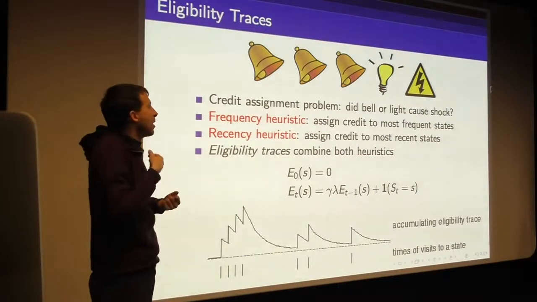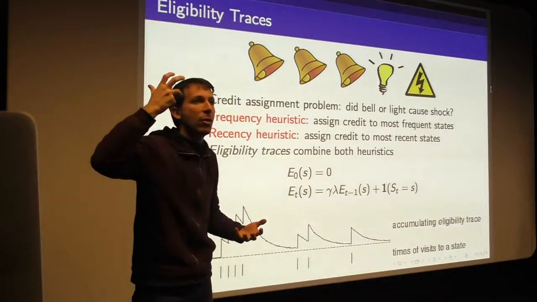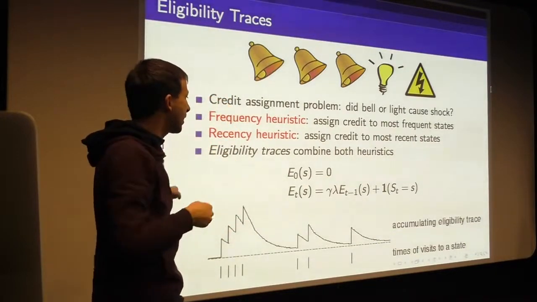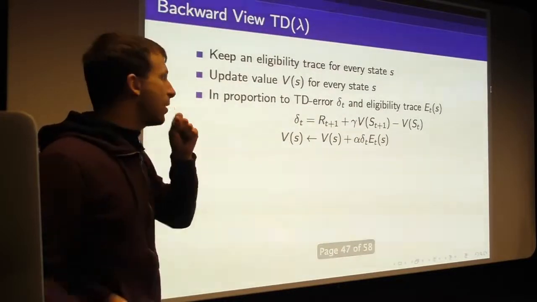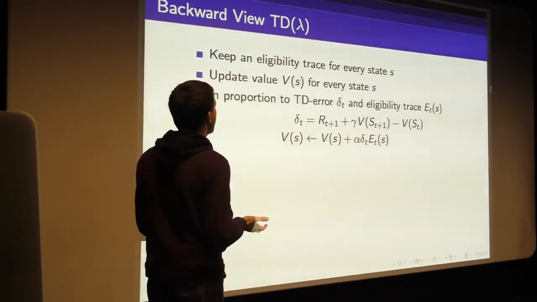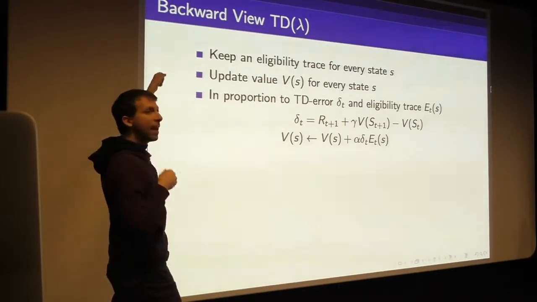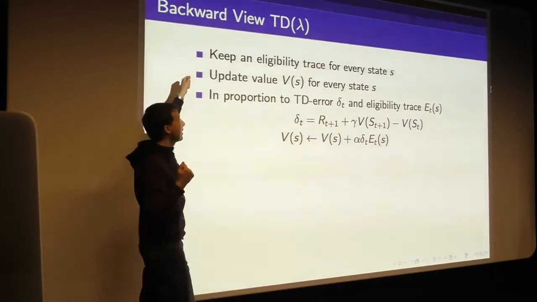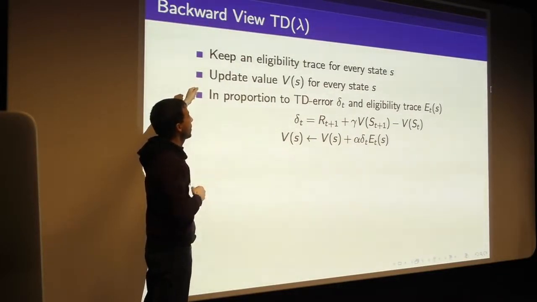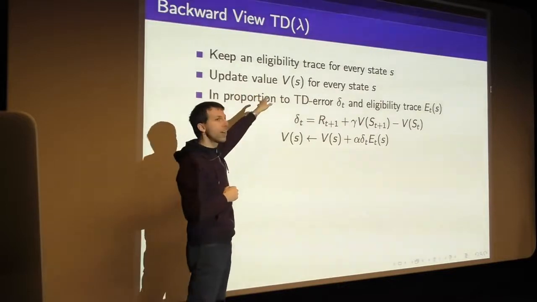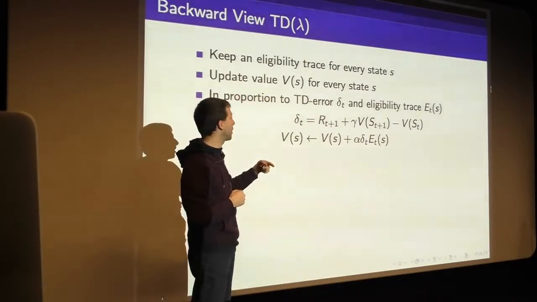Like how much was being in this state of hearing a bell the cause of this error that I saw, and we update the value function there directly in proportion to the eligibility trace. So this gives us the backward view TD lambda algorithm. And so what this gives us is the following algorithm, where for every state we're going to keep one of these eligibility traces. That's trivial computationally, it's just a simple operation per state. We update the value function for every state in proportion to both the TD error and the eligibility trace.